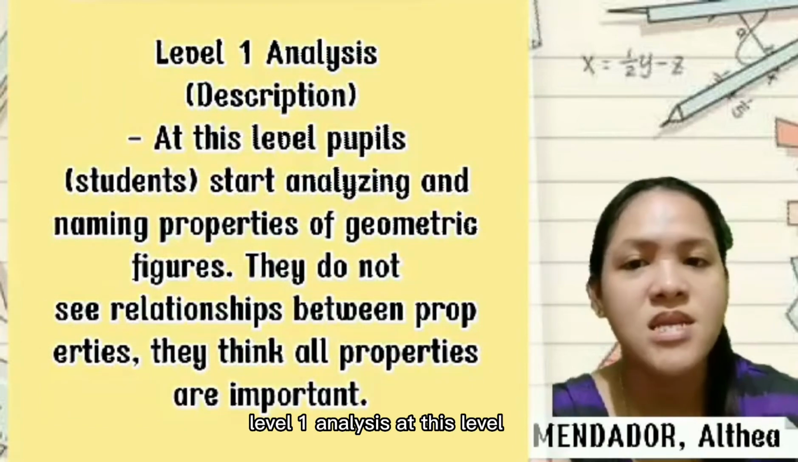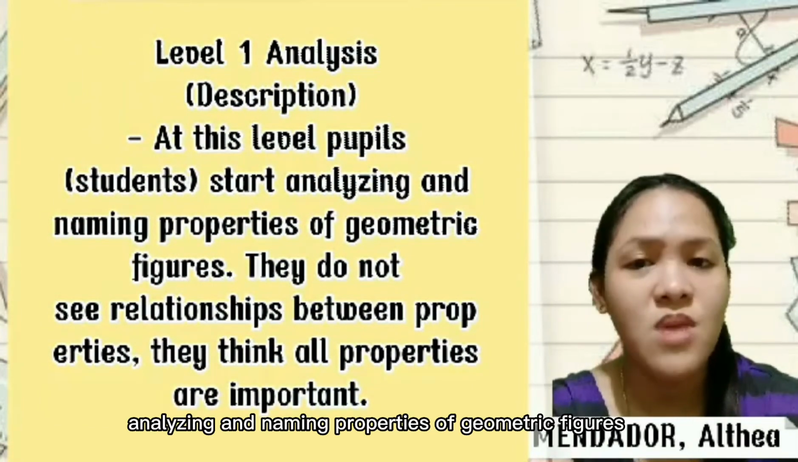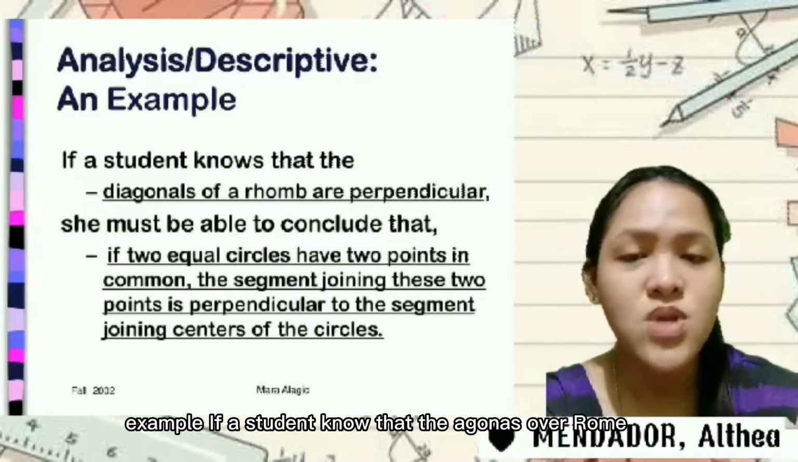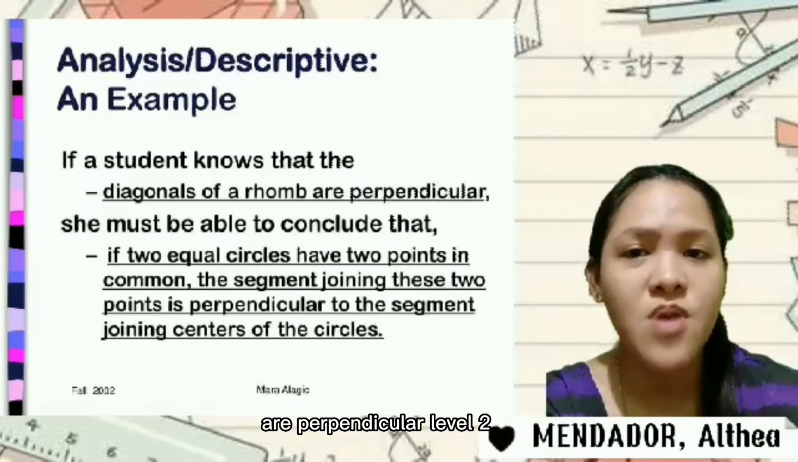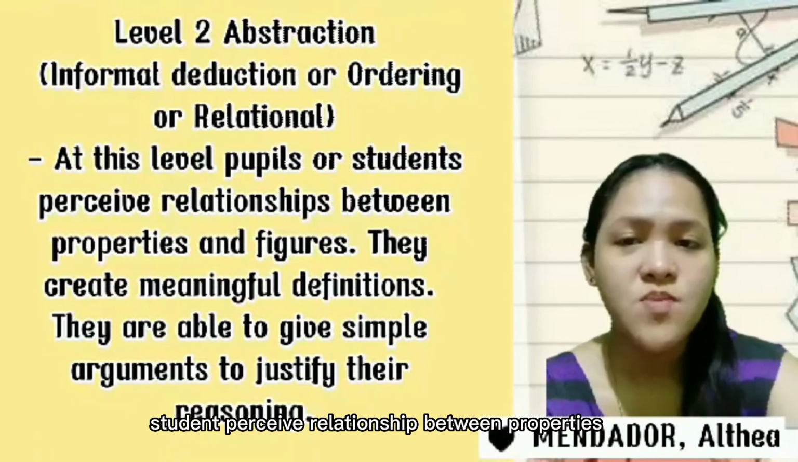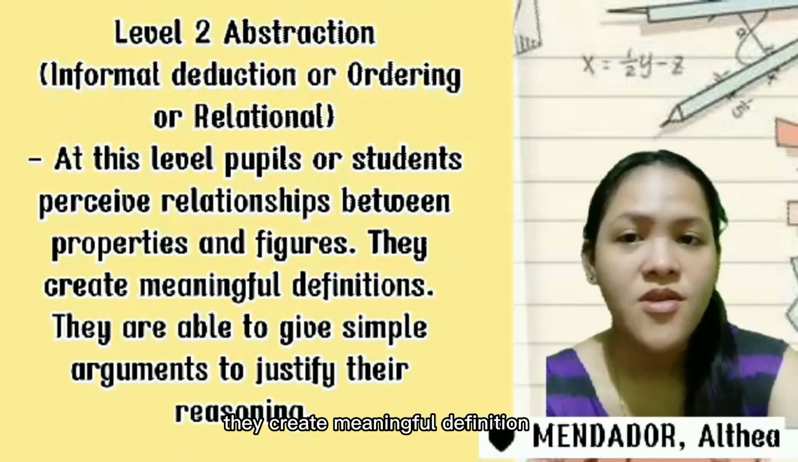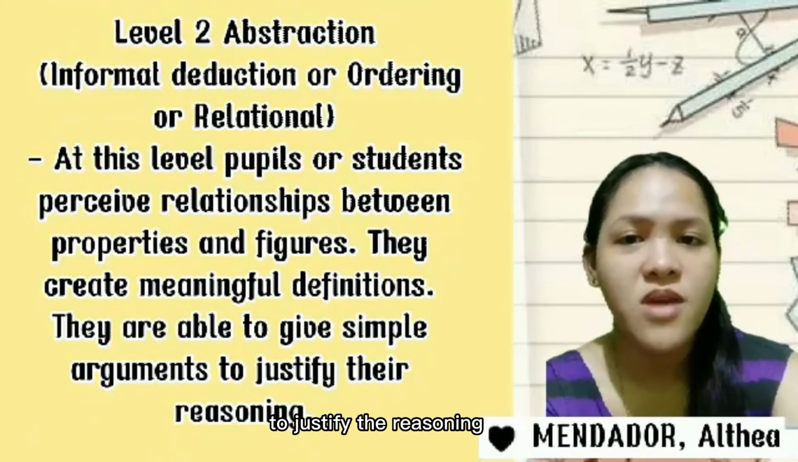Level 1, analysis. At this level, students start analyzing and naming the properties of geometric figures. Example, a student knows that the diagonals of a rhombus are perpendicular. Level 2, abstraction. At this level, students perceive relationships between properties and figures. They create meaningful definitions. They are able to give simple arguments to justify their reasoning.